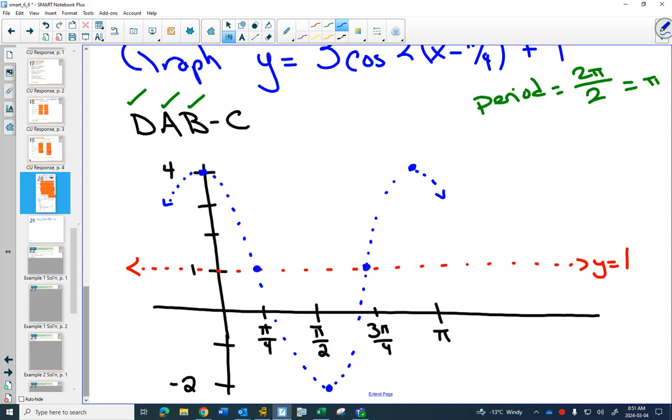And I draw the graph with a dotted line, because this would be the graph with that D value, with that amplitude, with that period, with no phase shift whatsoever. That's what the dash says.